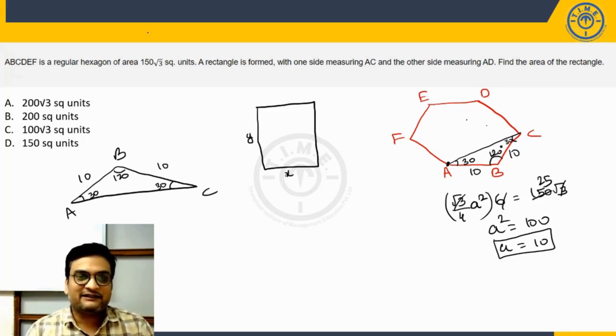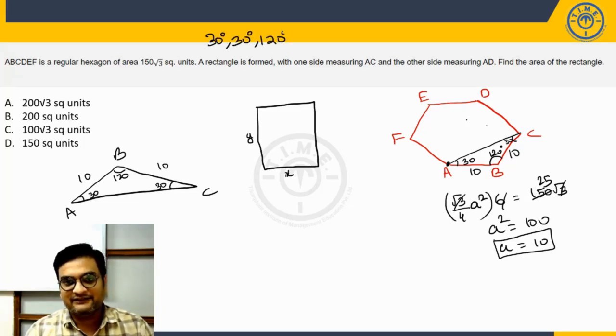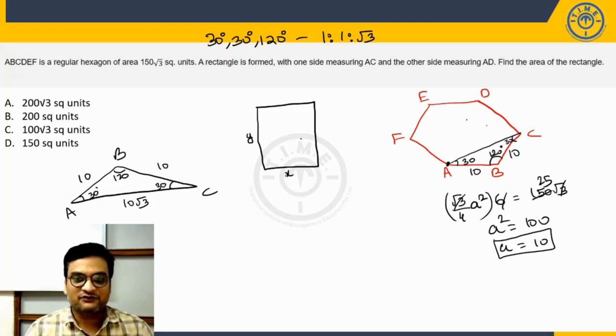Now we have a property that in a 30, 30, 120 triangle, the ratio of the opposite sides, opposite these angles, will be 1:1:root 3. So if the side opposite the 30 degree angle is 1 unit, the side opposite the 120 degree angle is going to be root 3 units. Here, the side opposite the 30 degree angle is 10 units, so the side opposite 120 degrees will be 10 root 3 units. Hence we can conclude the length of AC, and hence X, is going to be 10 root 3.